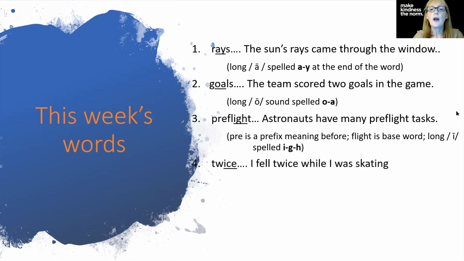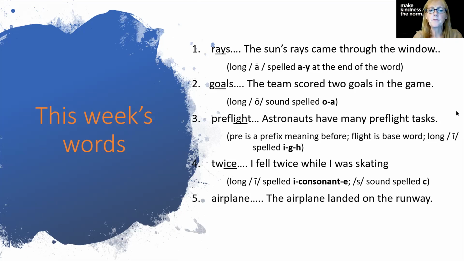Number 4 is twice. I fell twice while I was skating. We see the long I sound is spelled I, consonant, in this case a C, E. And the S sound is spelled C. Remember that bracket like this means the sound, not the letter. And in this case, we're going to use the C there.